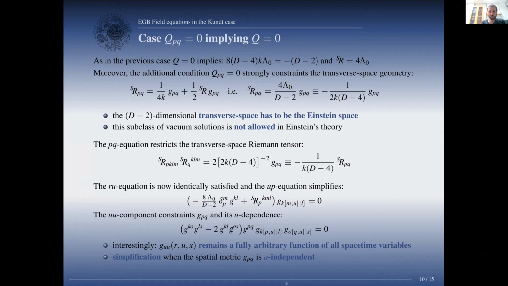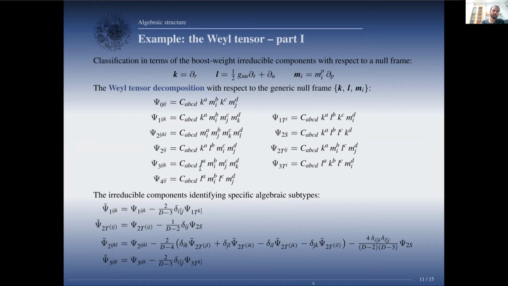Okay, I have a remark here that you can see that for a u-independent transverse space metric, these two equations are trivially satisfied because here we have u derivatives. And so what remains are only restrictions for the transverse space to be Einstein with some specific properties. Okay, what we have done, because we have discussed geodesic deviation, and the natural way to express geodesic deviation is to decompose the curvature in terms of the Weyl tensor.